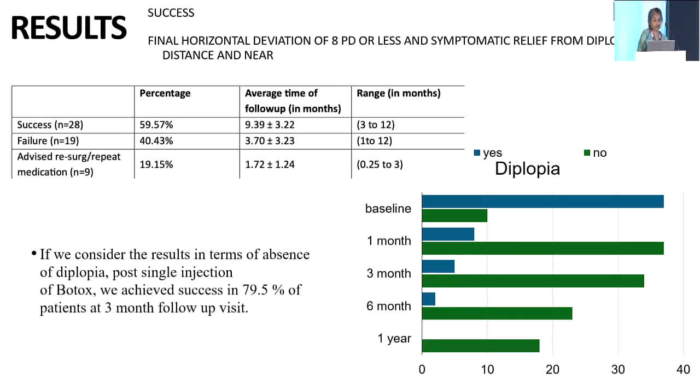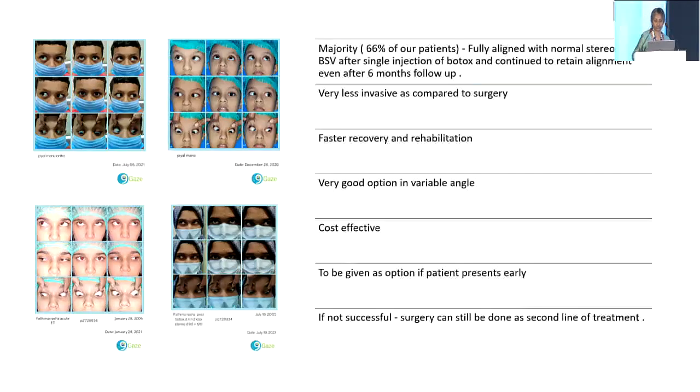And if we see the success rate, if you quantify as final horizontal deviation of less than 8 prisms of eso with diplopia relief, then we had success in around 59.57% in the 9-month follow-up with a single injection. And if we consider just release or absence of diplopia, then we achieved success in 79.5% of patients at the 3-month follow-up visit. And so it is less invasive, faster recovery, a good option in variable angle, cost effective, and most of them, once they get realigned, then they don't fall back into the esotropia.